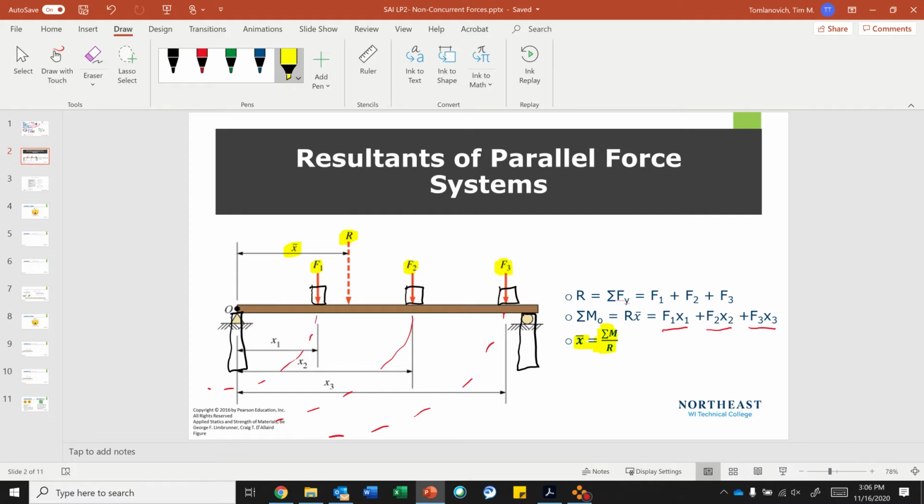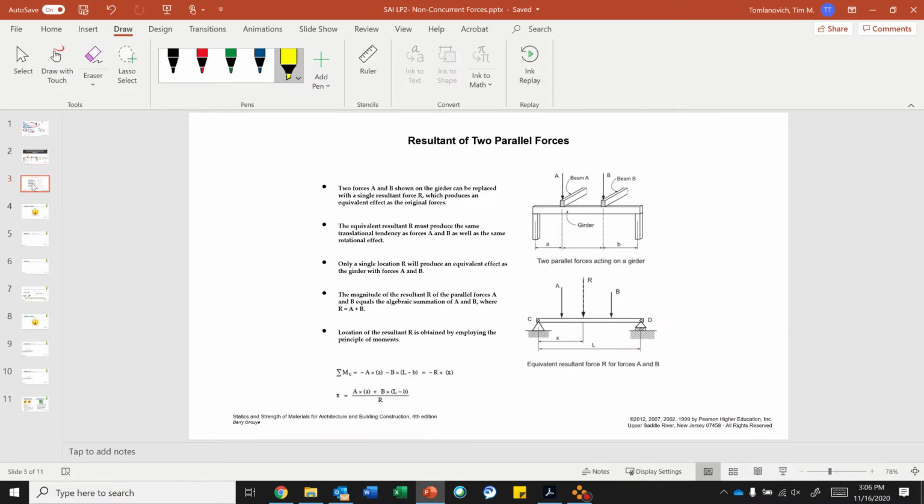Okay. So these are non-concurrent forces because their lines of action do not intersect at a common point. There are several other non-concurrent forces, but this is the most typical case scenario that you will be running into in residential design, okay? The lines of action do not intersect at a common point. Okay, so this is right out of your textbook.